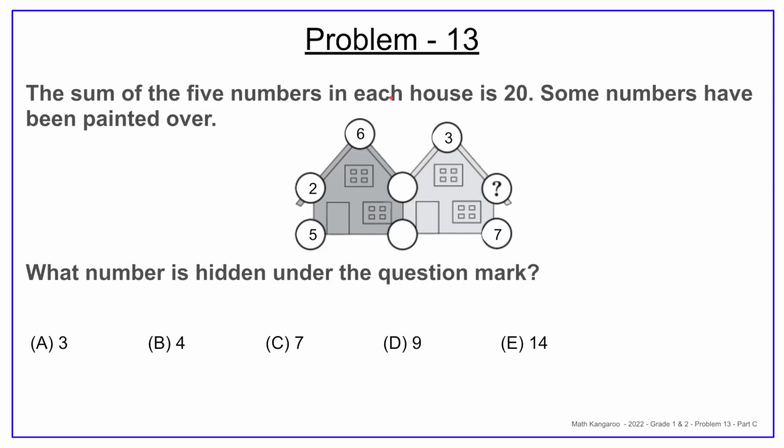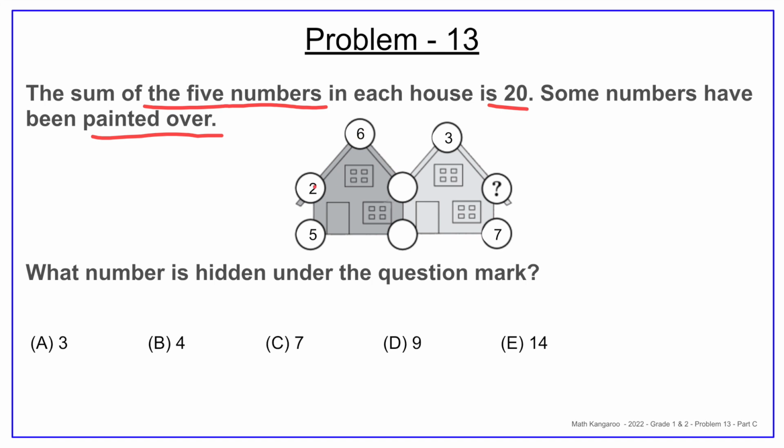Ready? Problem 13. The sum of the 5 numbers in each house is 20. Some numbers have been painted over. What number is hidden under the question mark? These are our options. So there are some numbers visible and some numbers which are painted over. We have to find the number underneath this question mark.